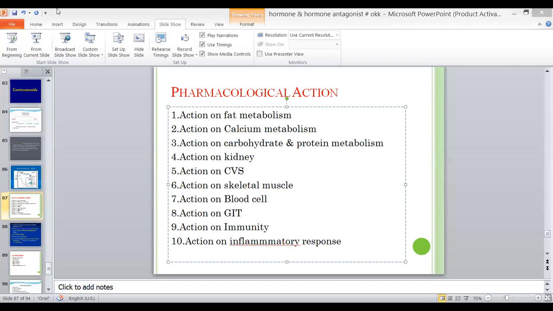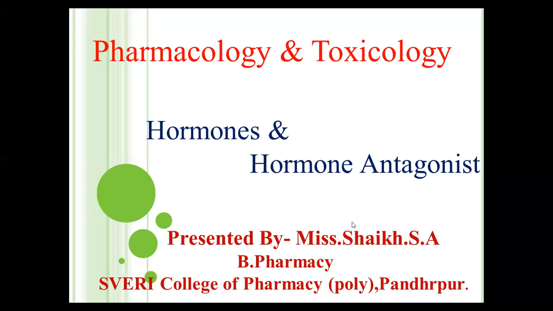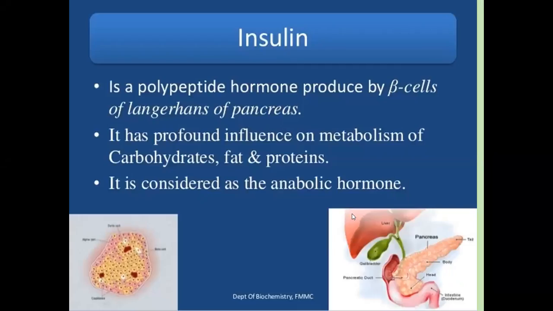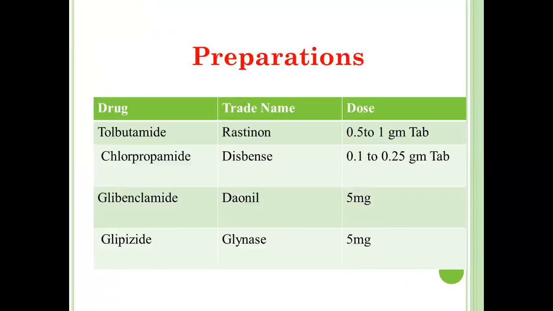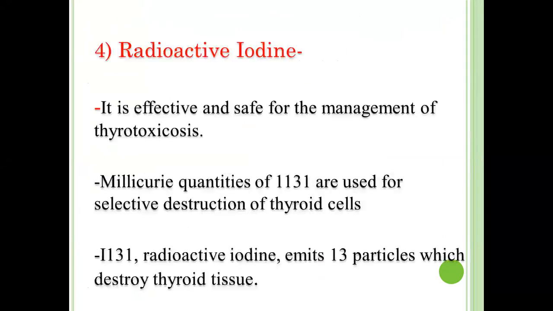Now what is the action on blood cells? Increase RBC and platelet count, decrease WBC count. What is the action on kidney? Decrease excretion and increase secretory activity. Action on CVS? It increases myocardial activity.